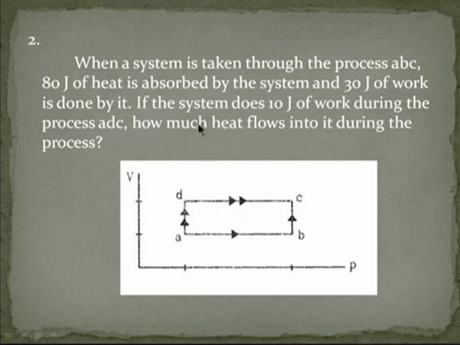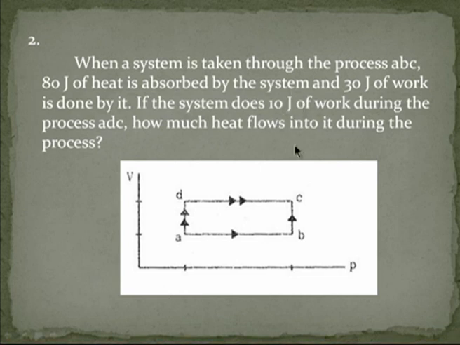Next, second, if the system does 10 joules of work during the process ADC, here the work done is given for the ADC process. If you observe, the first process starts from A, goes through B and reaches C, whereas the second process starts from A, goes to D and reaches C. During these two processes, the initial and final positions are the same, whereas the path is different. That's why in the first process 30 joules of work is done, whereas in the second process 10 joules of work is done.